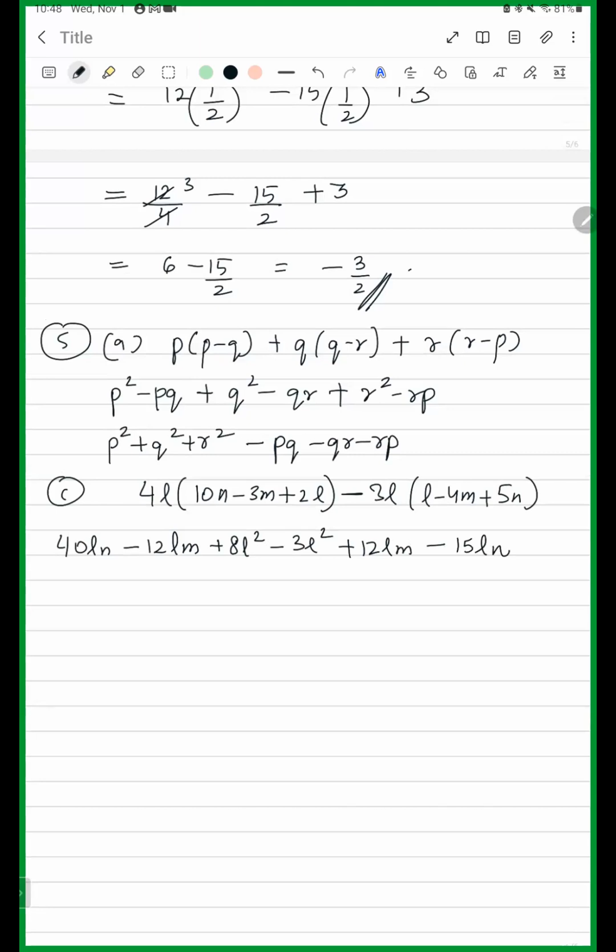Now let's gather together the like terms. ln like is the first term and ln is the last term. 40 ln minus 15 ln. And what does it become? 40 minus 15?